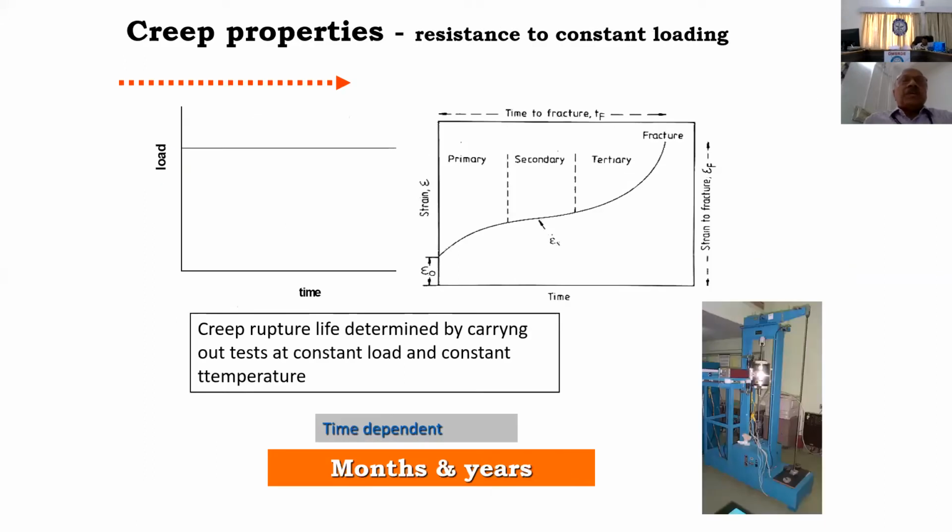When you talk about creep, creep is the behavior of a material at constant load. In impact, it is high rate of loading. In tensile, it is medium rate of loading. And in creep, it is a constant loading. The load is kept constant. But since the material is loaded at high temperature and is in service for a very long time, it ends up in failure.